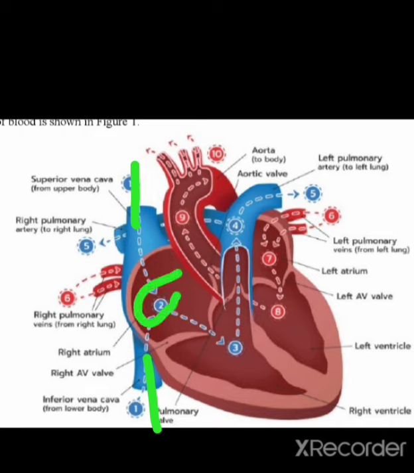Point number two showing right atrium. Then from right atrium, blood passes via the right atrioventricular valve. This is right atrioventricular valve. From right atrium through the right atrioventricular valve, blood comes into the right ventricle. Then from right ventricle, blood will be pumped into the pulmonary artery. This is point number four, which is showing pulmonary artery.